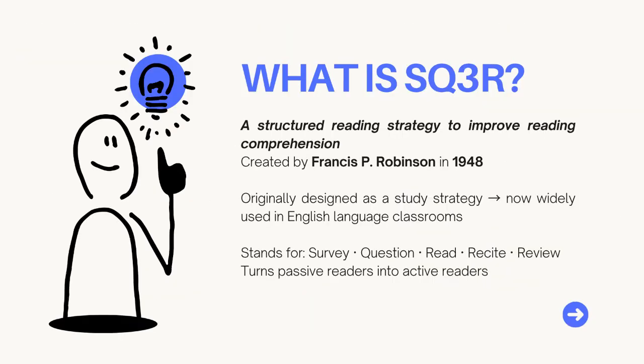So first, where did this come from? SQ3R was created by a guy named Francis D. Robinson back in 1948. Yeah, it's been around for a really long time. He made it as a study strategy for college students who needed a better way to read and remember information. But over the years, teachers, especially English teachers, started using it in their classrooms too, because it works really well for students who are learning to read in English.